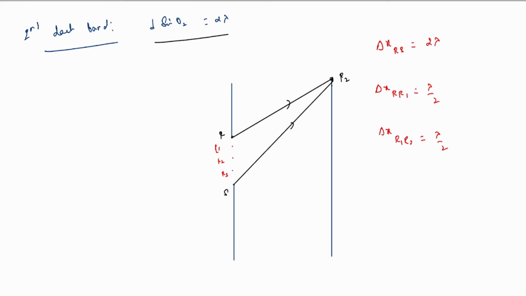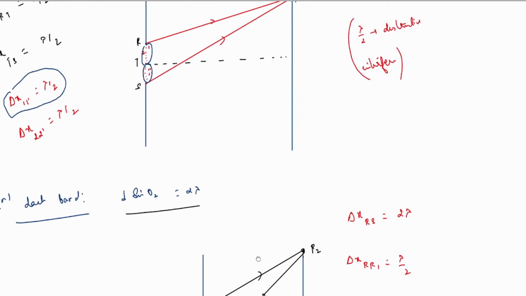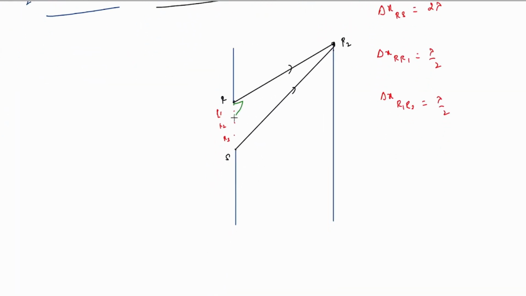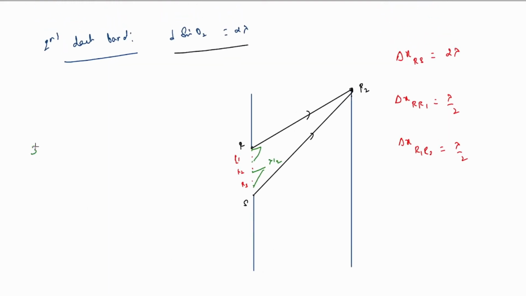So we can use the same argument as used earlier, that is, for every point below R, there would be a corresponding point below R1 such that these two would superimpose destructively. Similarly, for every point below R2, there would be a corresponding point below R3 such that even these two would have a path difference of lambda by 2, and even these two would interfere destructively, such that at the point P2 we get a dark band.